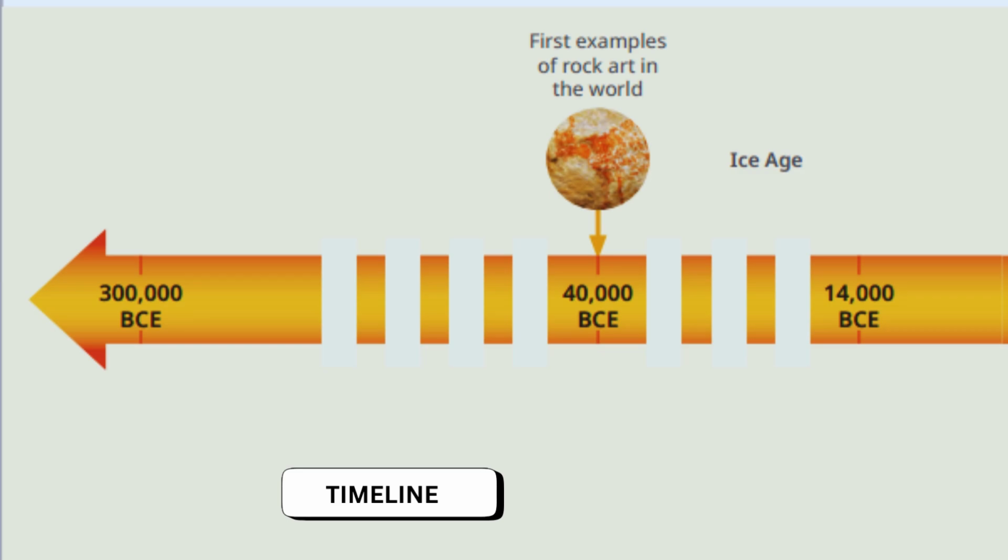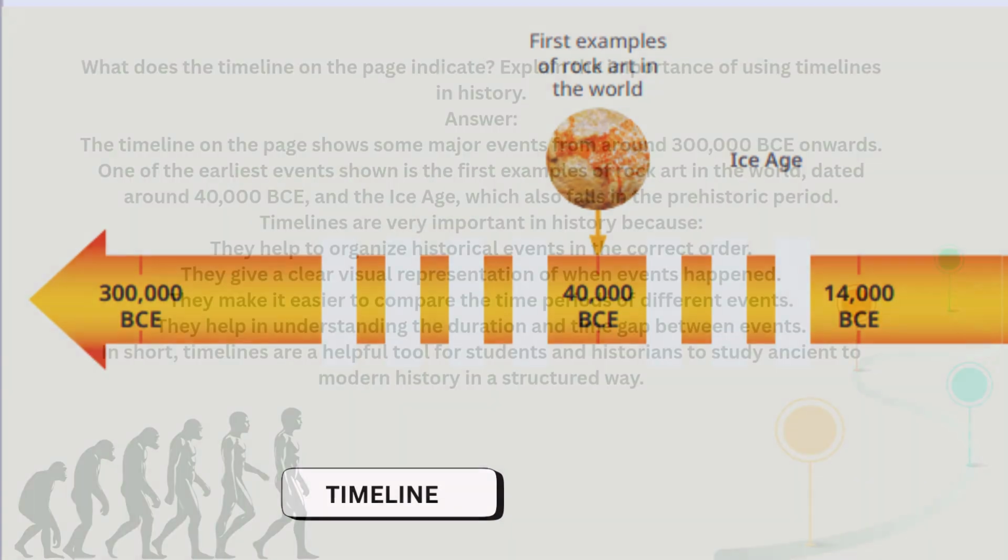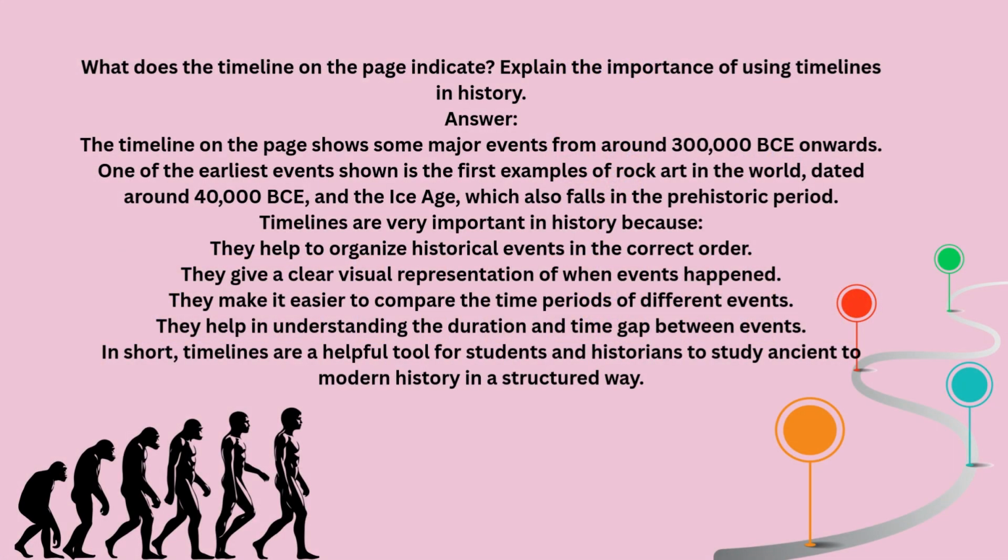Now, timelines are very important in history as they help to organize historical events in correct order, to give a clear visual representation of what events happened. Then they make it easier to compare the time periods of different events. They even help in understanding the duration and time gap between events, and timelines are a helpful tool for students and historians to study ancient to modern history in a very structured way.